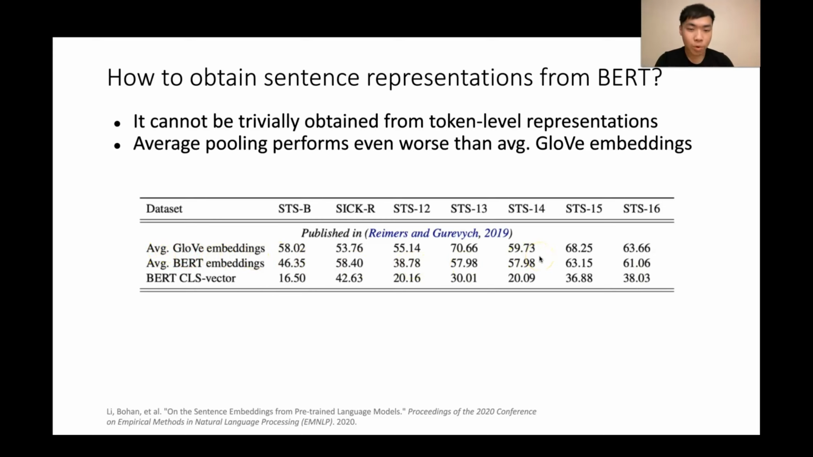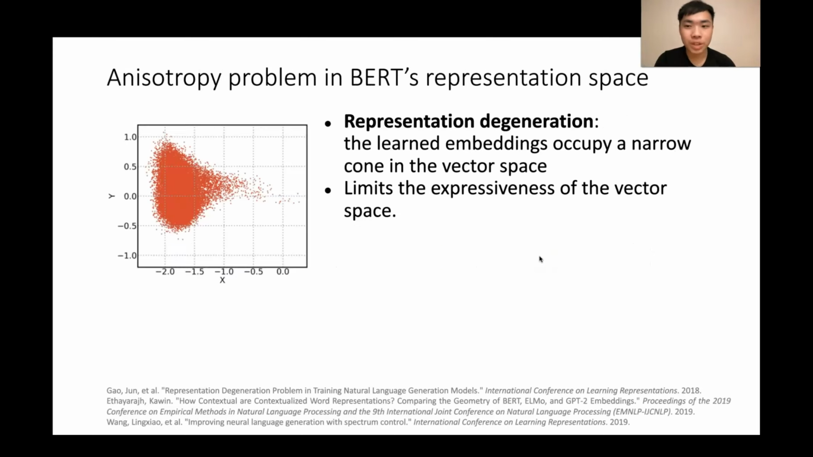So why is that happening? It's because there is one problem in BERT's embedding space called the anisotropy problem. It means that the representation space has some kind of degeneration, because all the embeddings in BERT's representation space occupy a narrow cone in the vector space. So it largely limits the expressiveness of the vector space.